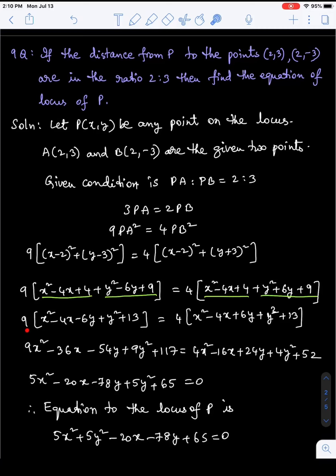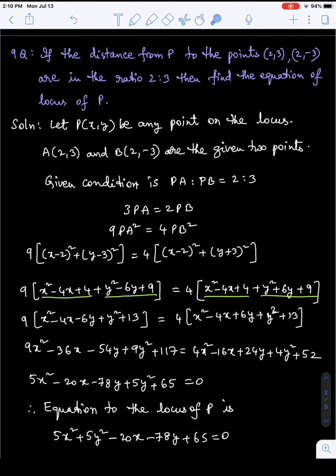Next step, it will become 9 into here. See, are there any like terms? Constants are like terms here, and the remaining terms are the same, that is x square minus 4x minus 6y plus y square, but 9 and 4 are added here. We can add them and we get 13. On the RHS also, x square minus 4x plus 6y plus y square are the same, but 9 and 4 are added here also, so that you get plus 13.